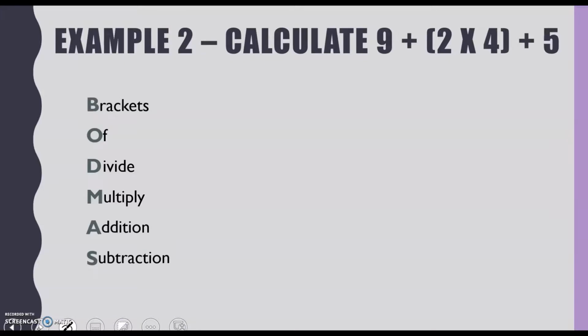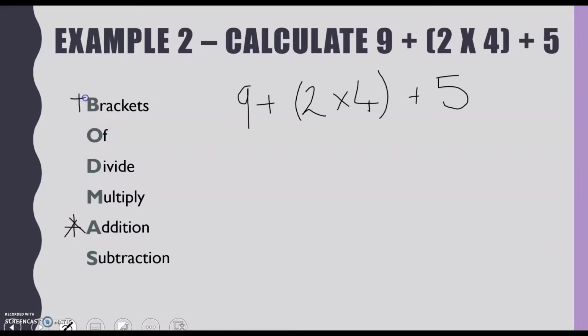For this second example, I've got 9 plus my 2 times by 4, but this time my 2 times by 4 has been put inside a bracket, and then we are adding 5 at the end. So this time I've got 9 plus something, so that's an add. I've got 2 times by 4 in brackets, so we've got a bracket this time, and the multiply is inside the bracket, so I don't need to worry too much about that. And then I've got another add outside.